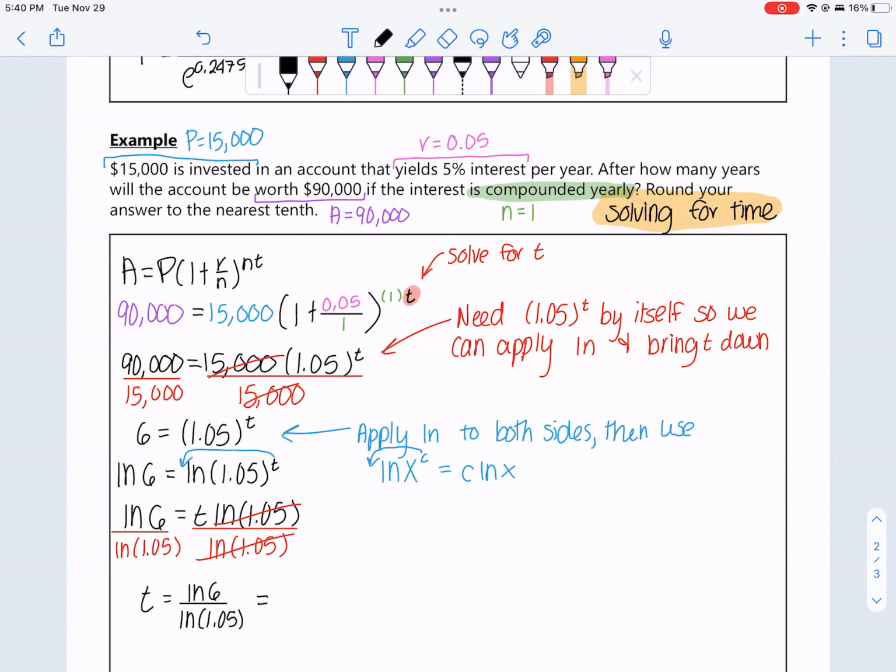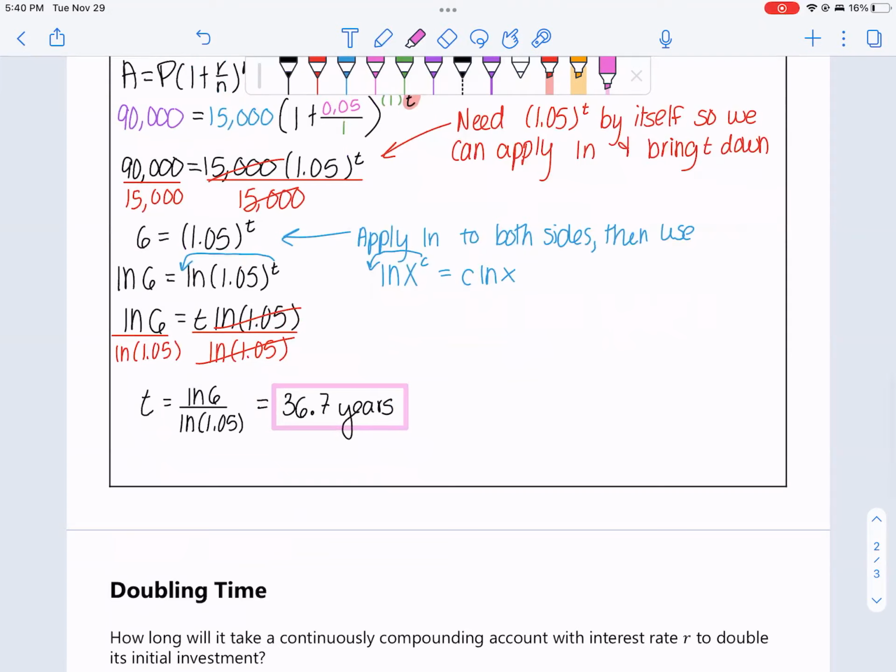If you plug this into your calculator and round to the nearest tenth, you're going to get 36.7, and the time unit is years. So it'll take you 36.7 years to change your $15,000 into $90,000 using a 5% interest account compounded yearly. All right. Fun stuff.